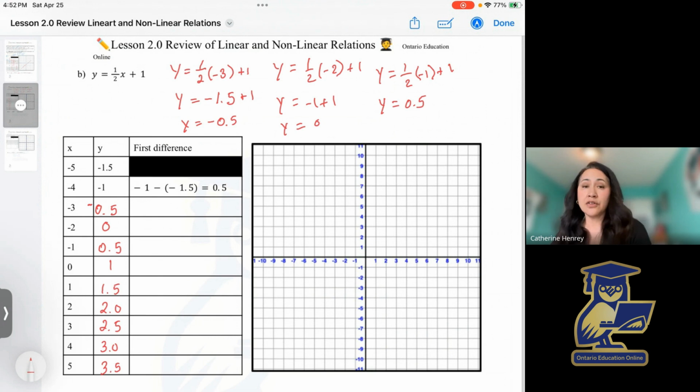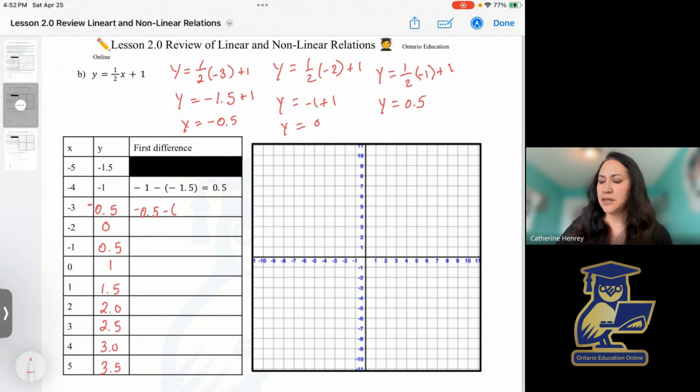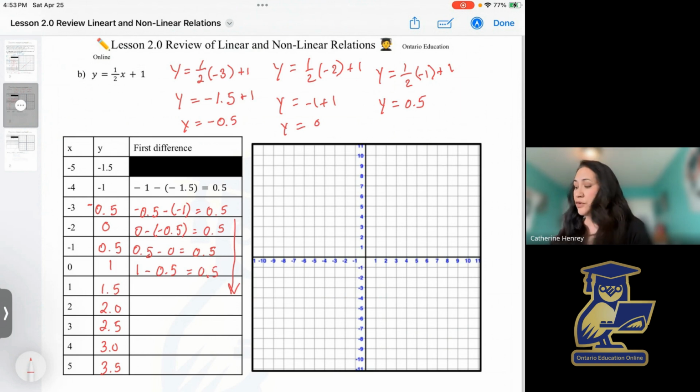We go through and we check our first differences. We'll have negative 0.5 minus -1. That will give me 0.5. 0 minus negative 0.5. That will give me 0.5. 0.5 minus 0 is 0.5. 1 minus 0.5 equals 0.5. And we can already see in this pattern that the first differences are going to be the same all the way down.